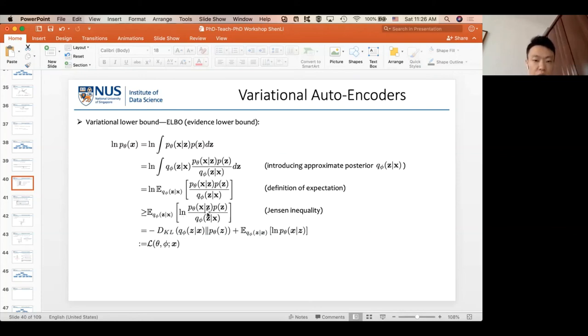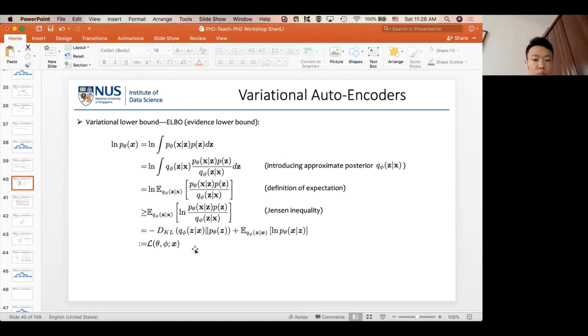Now we can factorize it into two terms. By definition, if you carefully derive it, you will see this. The first term is a likelihood term, where you draw some sample from the approximate posterior and you measure the conditional likelihood. And the second term is the KL divergence between the one you introduce and the prior you have.